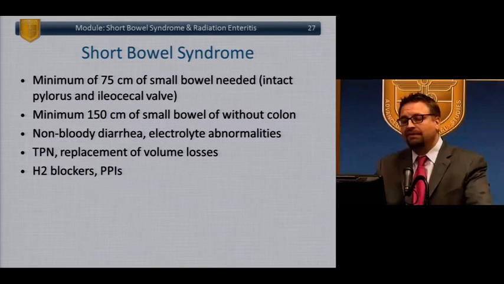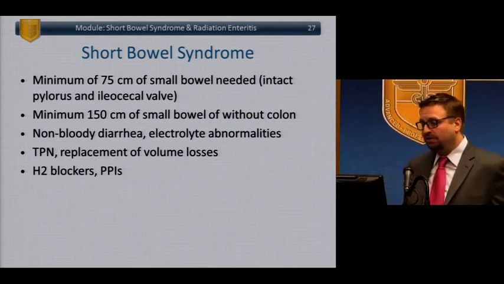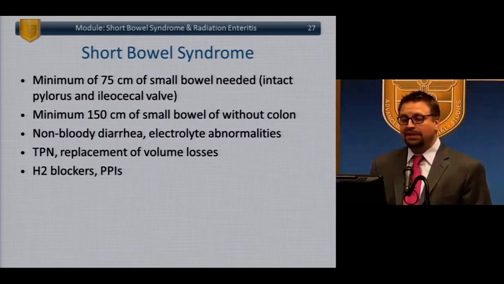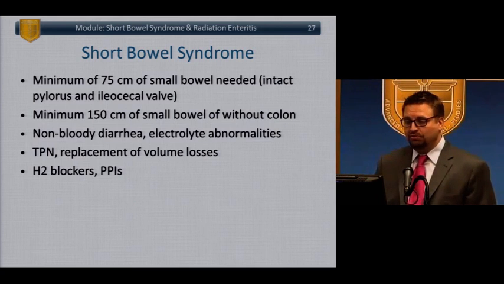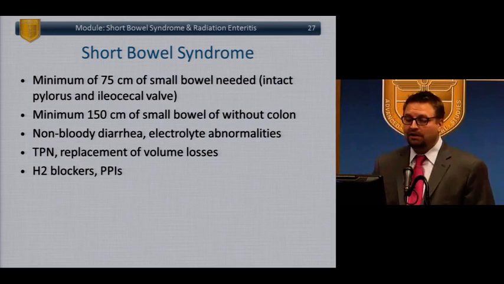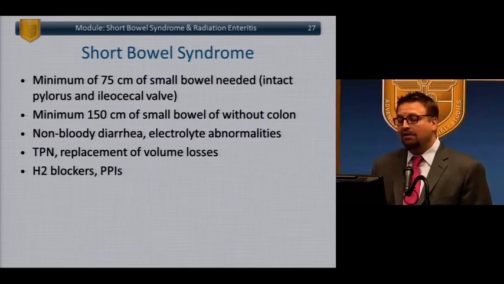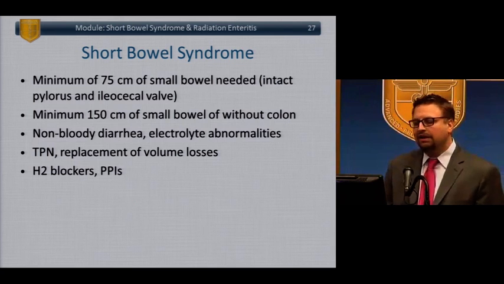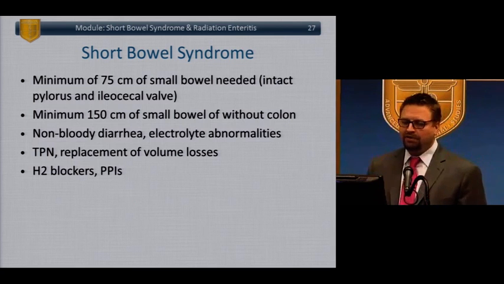These patients have chronic diarrhea, of course, and they have electrolyte abnormalities, and it's important to know they have non-bloody diarrhea. Their bowel, presumably, is okay, it's just they have very rapid transit time. If it's bloody, you have to worry something else is happening: infection, inflammatory bowel disease, etc. These patients are often on TPN, or permanently on it, and volume management is always an issue. Adding H2 blockers or PPIs is helpful because that will reduce the volume of secretion and help with fluid losses.